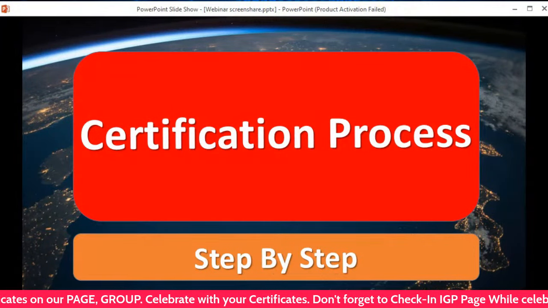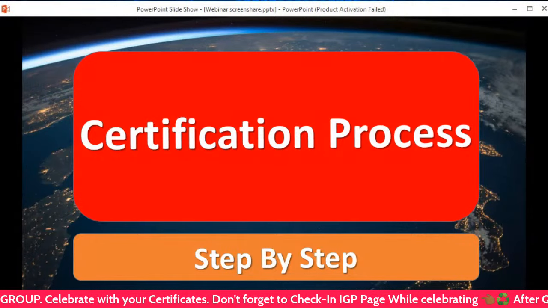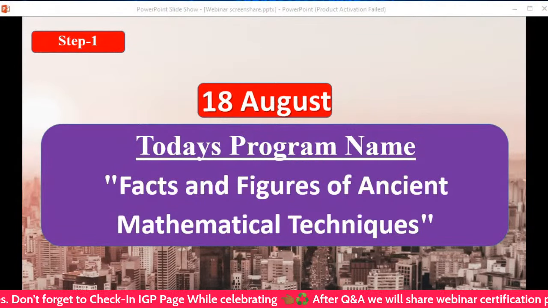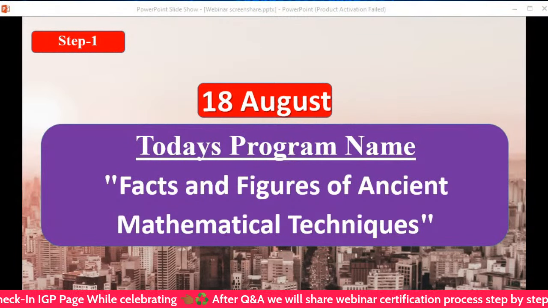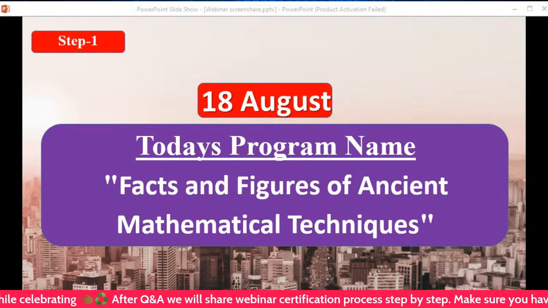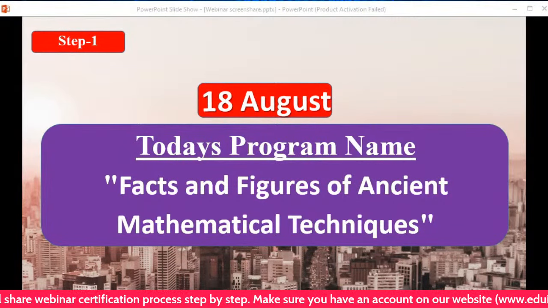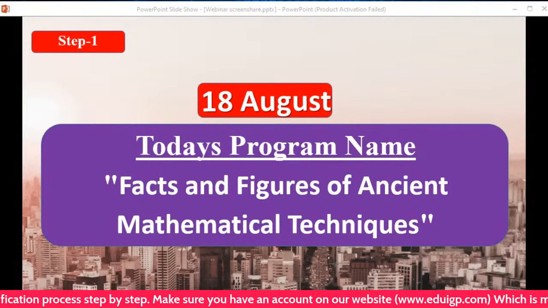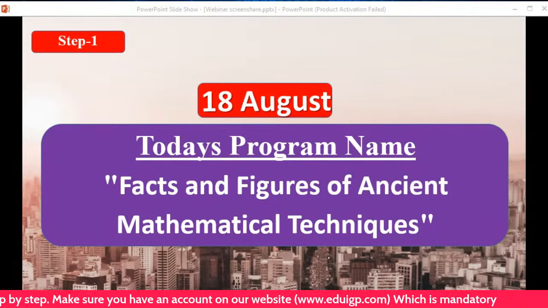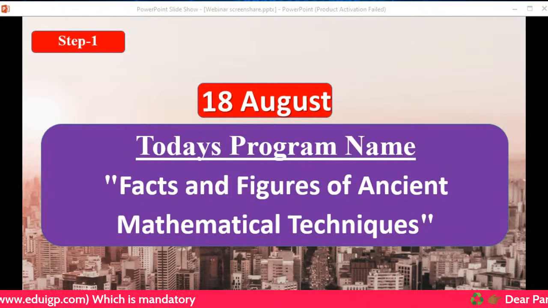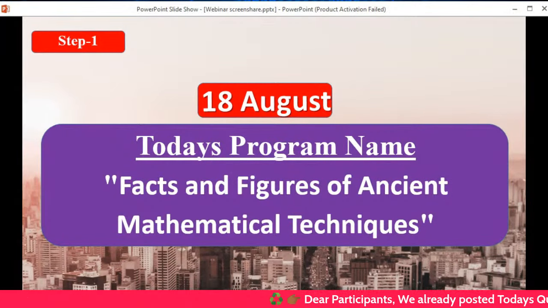Okay, so now let's proceed to our certification process. For step one, you have to find the date as well as the program name for today. Today is August 18, and today's program is Facts and Figures of Ancient Mathematical Techniques. So you have to look at this information.